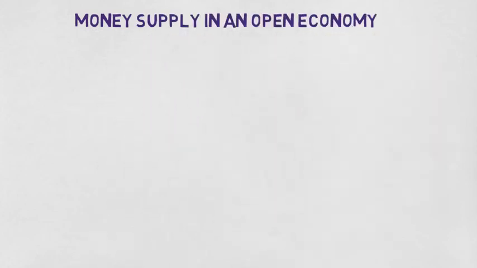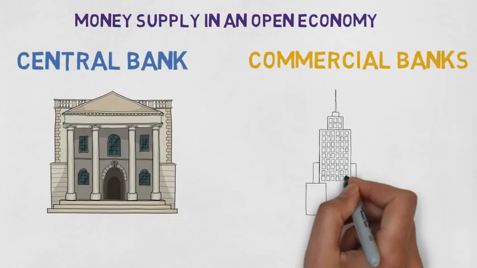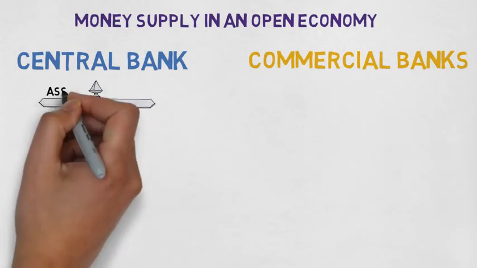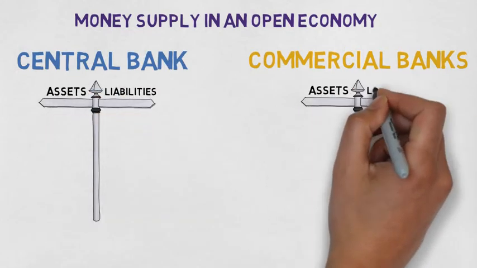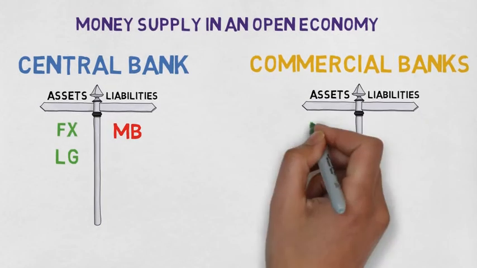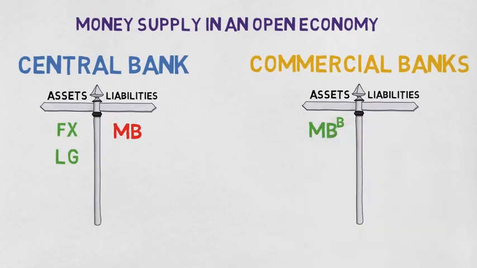Now let's look at money supply in an open economy. The banking system consists of the central bank and commercial banks. Let's look at the balance sheets for both. So what assets are held by the central bank? Gold and foreign currency reserves indicated by FX, and LG, which is lending to the government. The central bank's liabilities consist of the monetary base, which is currency issued. Commercial banks' assets consist of MBB, which is currency plus deposits with the central bank, and L, which is loans. Their liabilities consist of deposits made by the public, which is D.